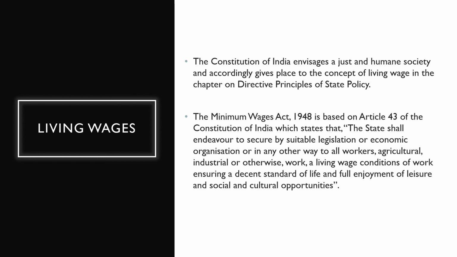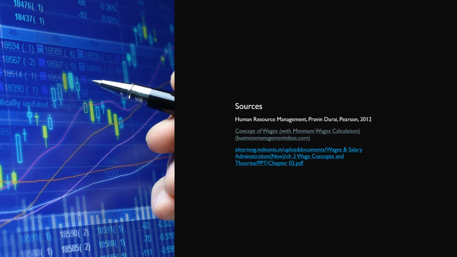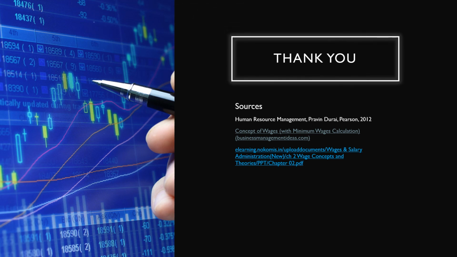So this is about the three types of wages. We have gone through minimum wage, fair wage and living wages, right? So this is with regard to the first part of the fifth unit that we had.